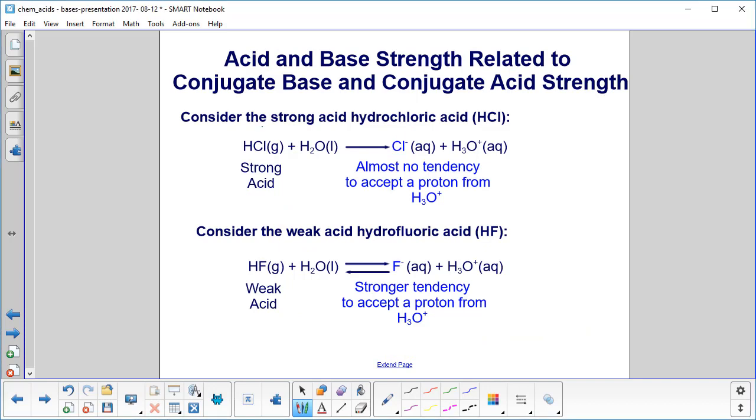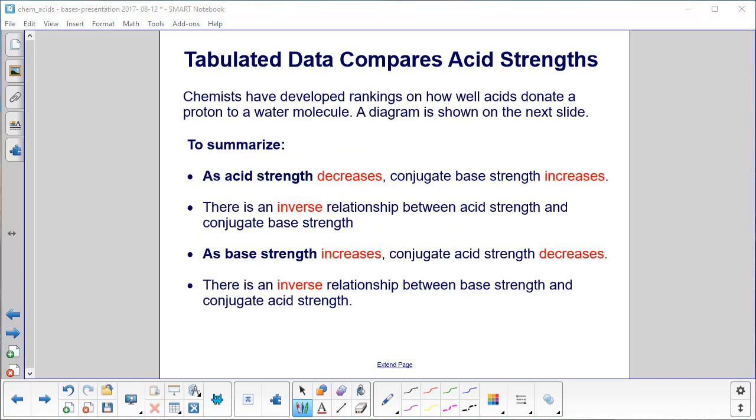We have our hydrochloric acid, a strong acid, and we tell that chlorine here is a weak conjugate base because that has almost no tendency at all to accept a proton from the hydronium ion over here. When I have the weak acid hydrofluoric acid, it has fluorine here, which has a stronger tendency to accept a proton from the hydronium ion. Chemists have developed rankings on how well acids donate a proton to a water molecule. There'll be a diagram on the next slide, but first let's say it in words.